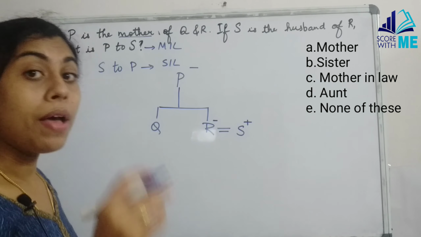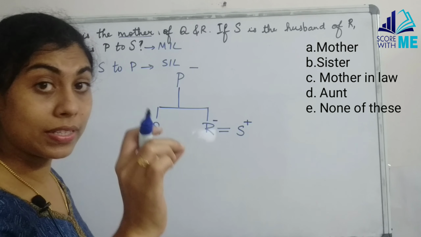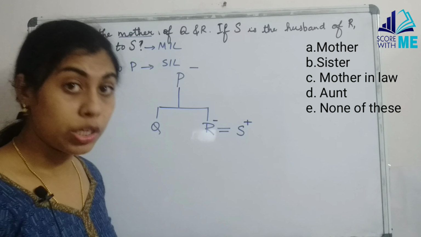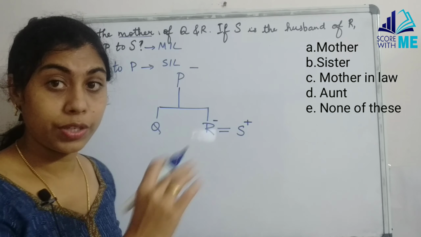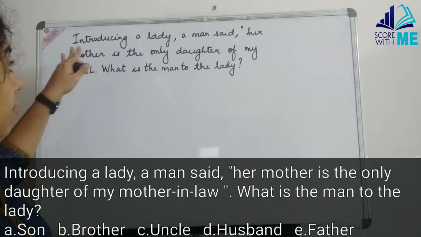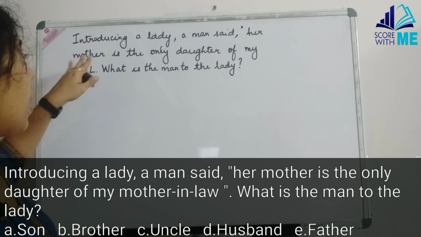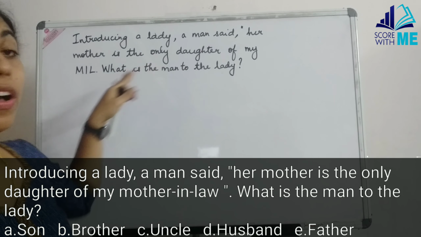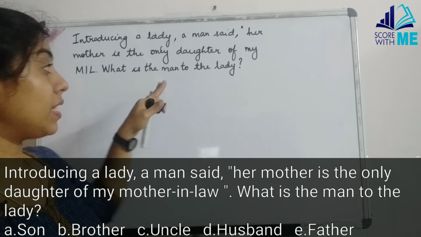So this is how, based on the gender of a person and the generation in which we fall, we find the relationship. Getting into the second question. Introducing a lady, a man said, her mother is the only daughter of my mother-in-law. What is the man to the lady?